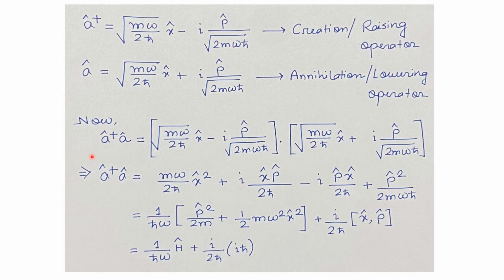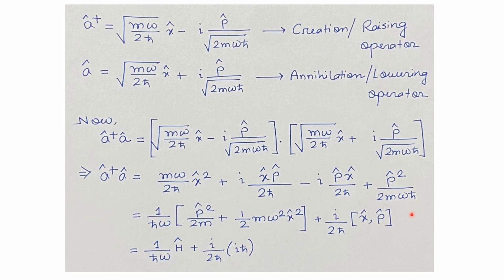Now we'll evaluate the quantity a cap dagger times a cap. So we'll take the multiplication of these two terms which are coming from the expressions of a cap dagger and a cap. After multiplication, it will give 4 terms. Those are m omega divided by 2h cut times x cap square, plus i x cap p cap divided by 2h cut, minus i p cap x cap divided by 2h cut, plus p cap square divided by 2m omega h cut.